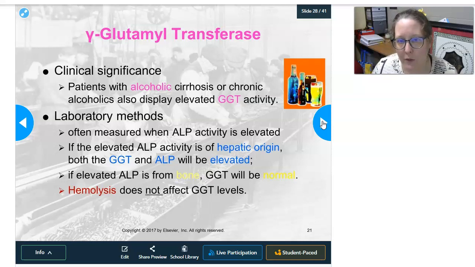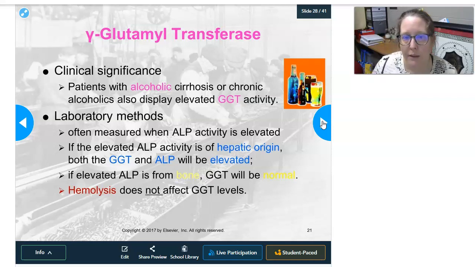So its main clinical significance is that patients with alcoholic cirrhosis or chronic alcoholics will display elevated GGT activity. So again, it's related to consumption of alcohol, because I believe it's part of the detoxification process. The more alcohol you consume, the higher your GGT levels. These are often used in rehab clinics to check adherence to protocols and to see if somebody who claims to be clean and sober actually is. At least we can check if they have been drinking or not. So that can help detect alcoholism or relapse in alcoholism in rehab therapy.